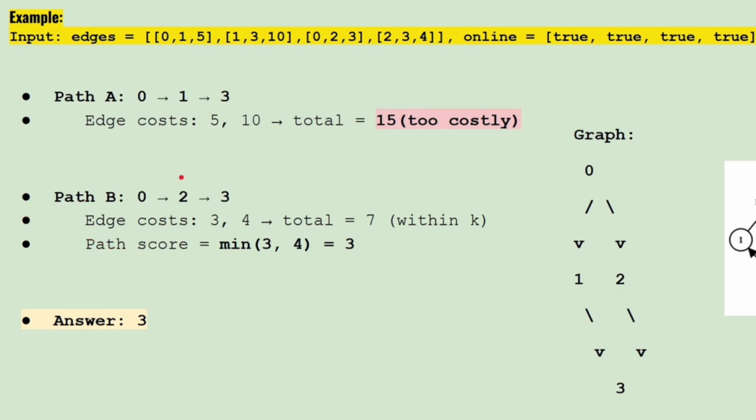We have selected this valid path. Among all the valid paths, there will be multiple valid paths, and we have to take the one whose path score is maximum, and that will be returned here.